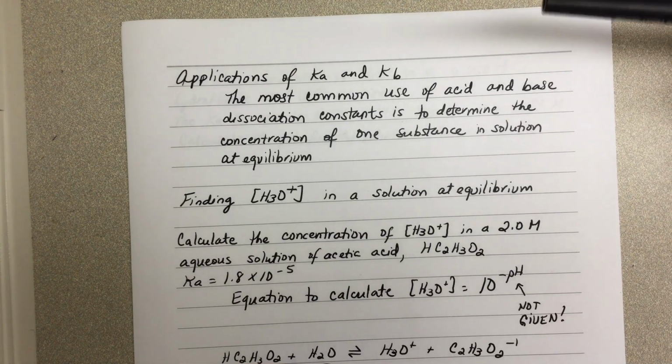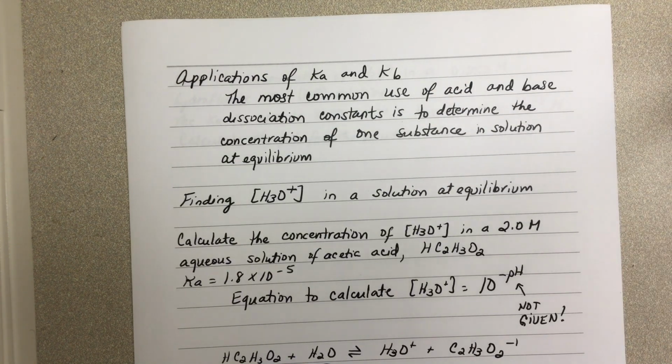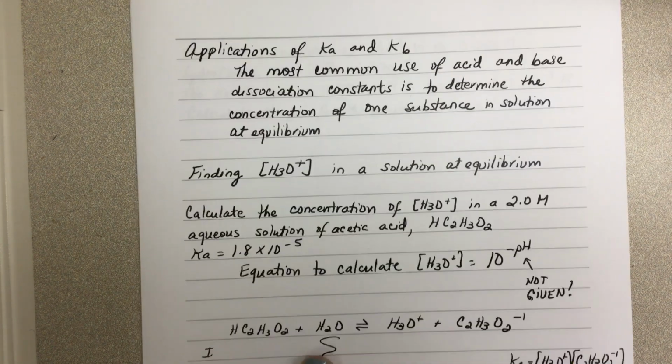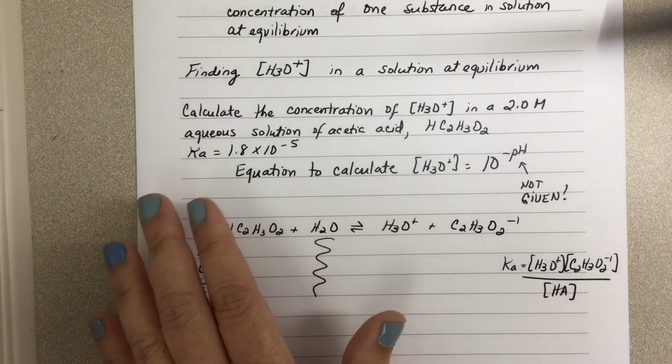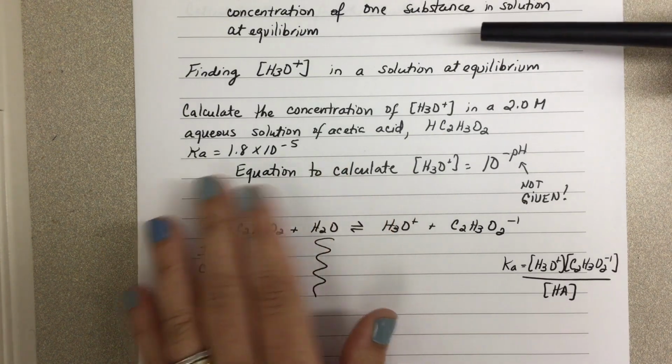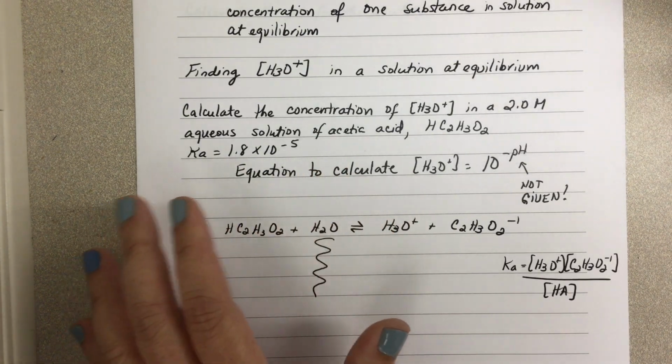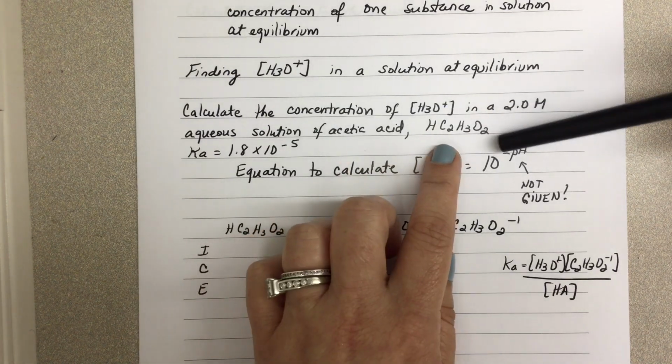The type of calculations that we're going to be doing now applies to weak acids and weak bases. They are different from the type of calculations that we do when you have strong acids or strong bases, because for strong acids and strong bases, you don't have an equilibrium. So I have here a problem, and I'm going to use this problem to review a couple of things. So we're looking at acetic acid.